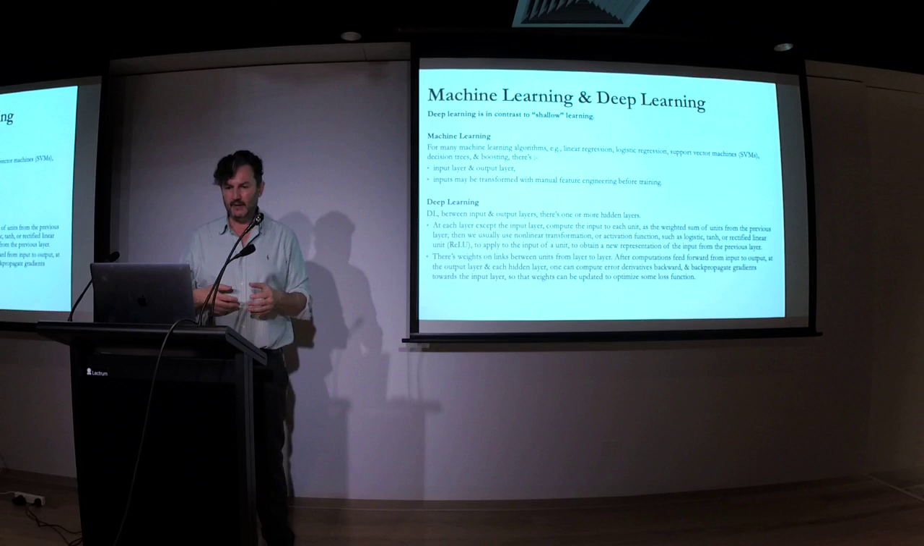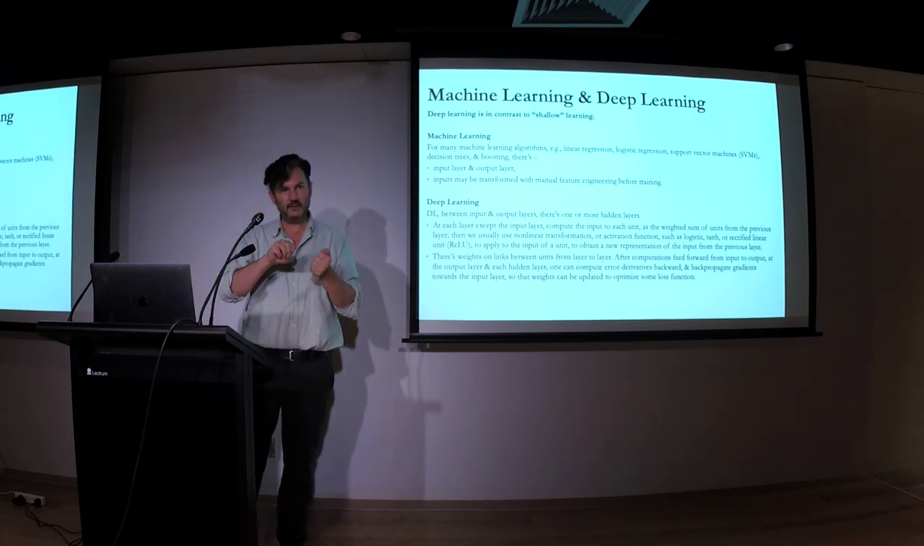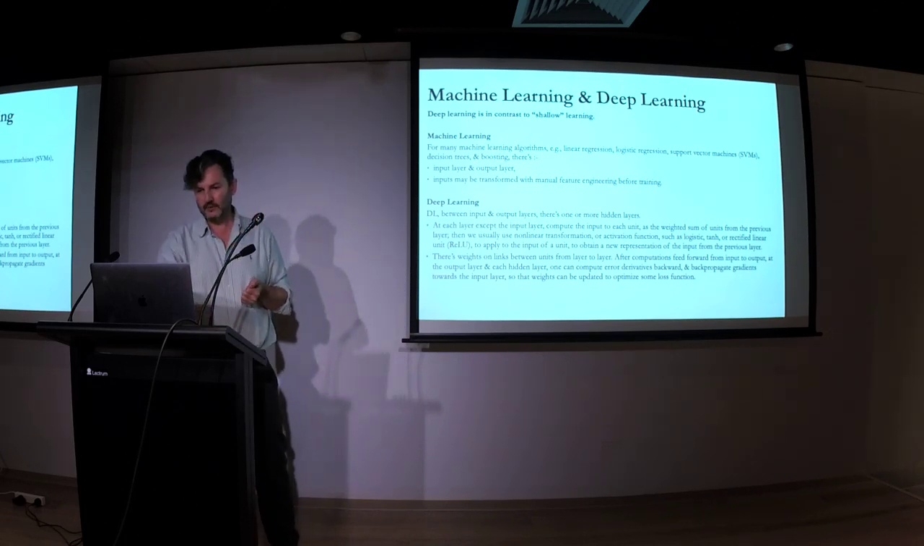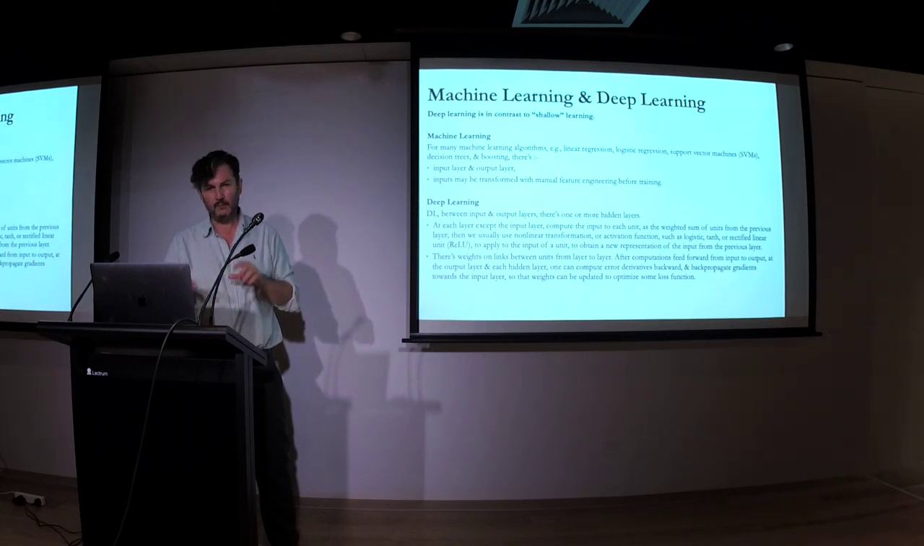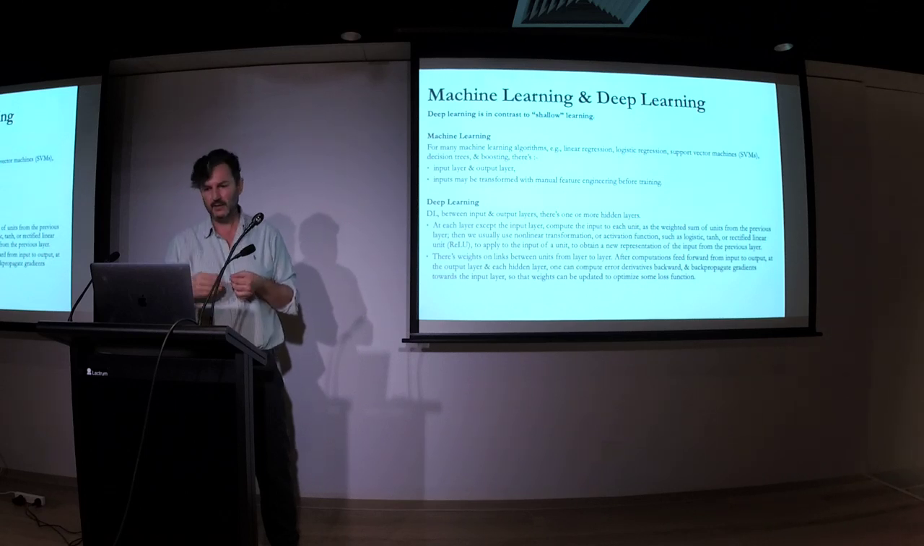In machine learning, there are many algorithms such as linear regression and logistic regression, which are two separate things. Linear regression is for regression tasks and logistic regression is for classification tasks. And we're talking about SVMs and decision trees and boosting, where you just have an input and an output layer. Whereas in deep learning, between your input and output layer, there's at least one hidden layer.